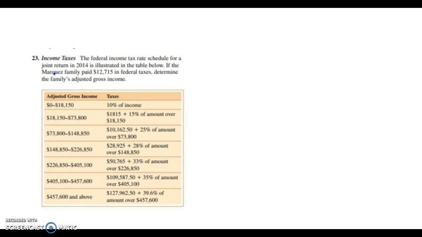All right, the Marquez family paid $12,715 in federal taxes, and we're going to use this table to determine the family's adjusted gross income, okay? How much money the family earned for the year. First thing you need to do is identify how much the tax bill was. The tax bill was $12,715.